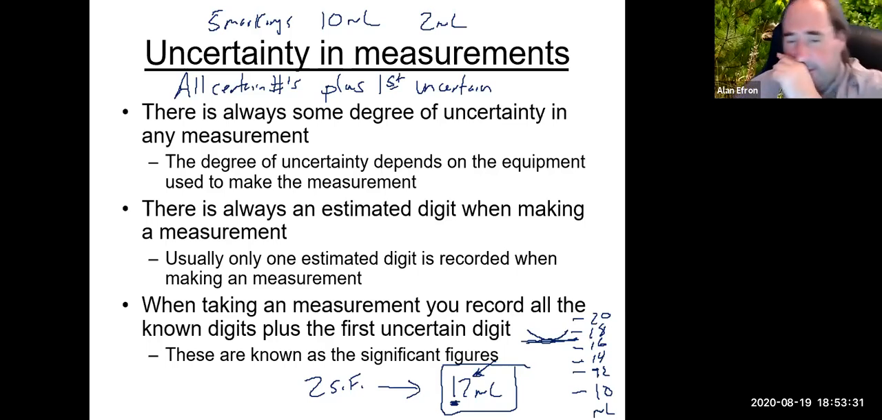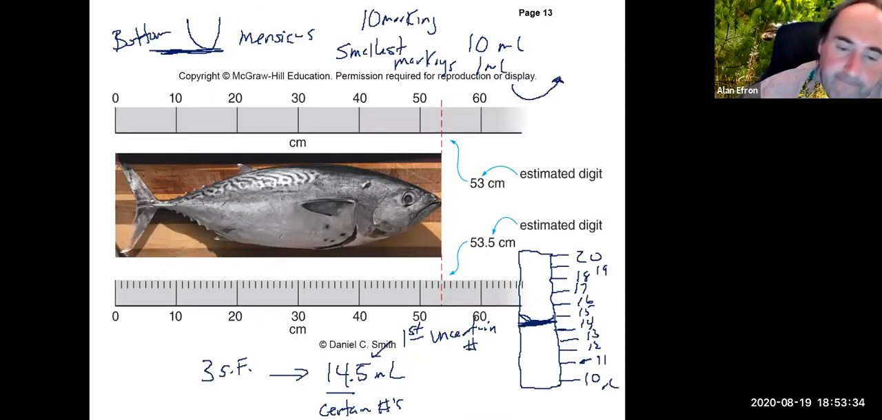That also means, for example, here, if we look at the top scale for the fish, this goes 30, 40, 50, 60. It goes by 10, which means there really is no smaller marking. So the smallest marking is 10, and you basically can at best go to a whole number here. So here we got 53. This is our uncertain digit. This is our certain digit. They both were recorded. The uncertainty lies here in this 3. It could be 53, maybe 54, maybe 52.